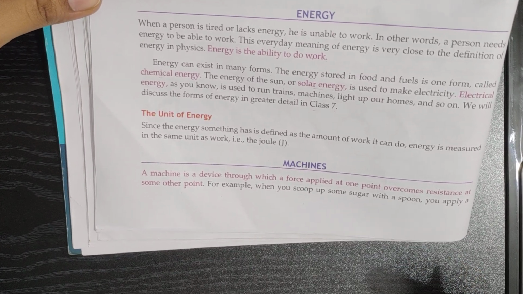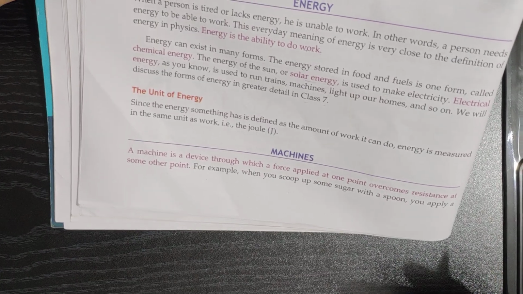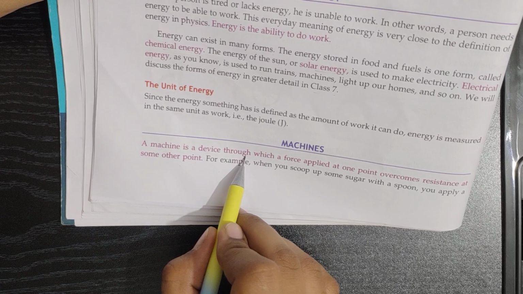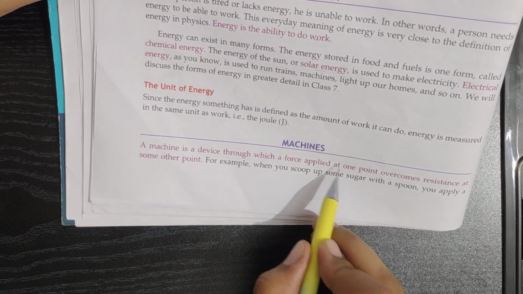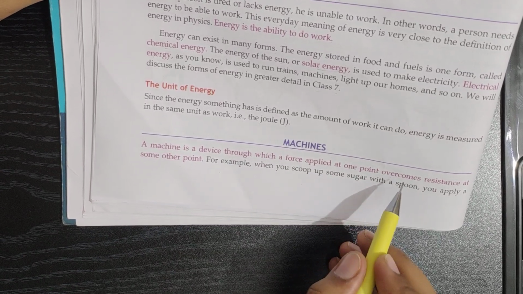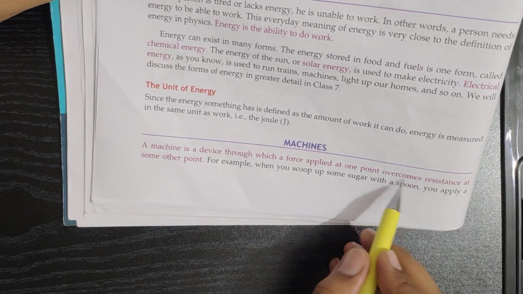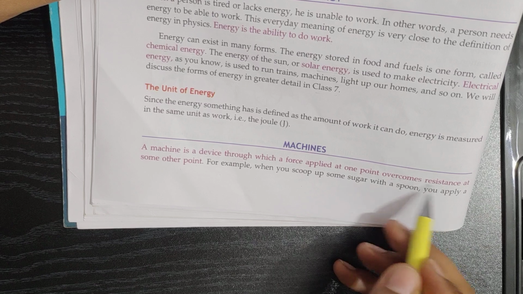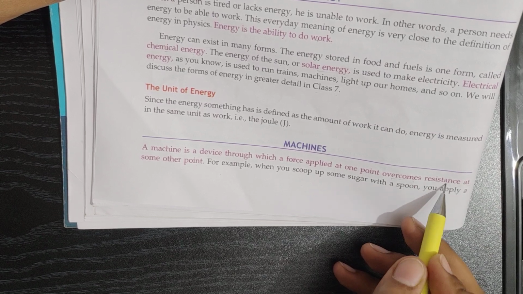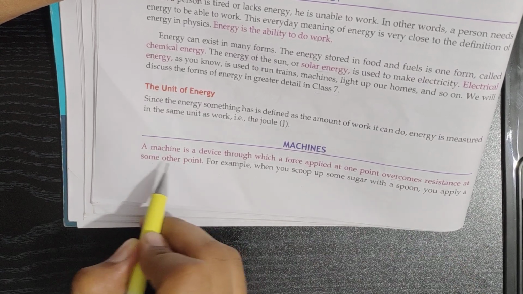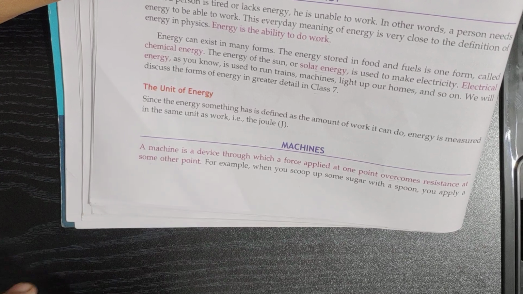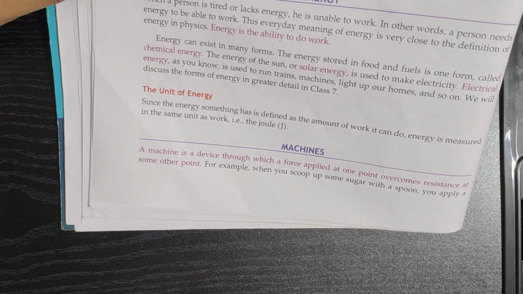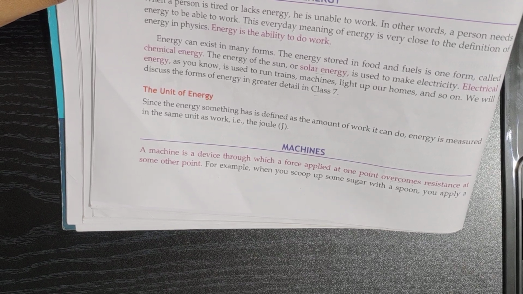Now why are they called machines, or what is the meaning of a machine in general life? A machine is a device by which we apply force at a certain point, and it helps us do the work at another point, to overcome the resistance, to overcome the difficulty of doing the work at some other point. What the different kinds of machines are, we will discuss further.